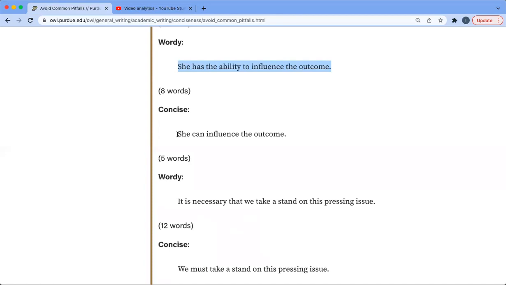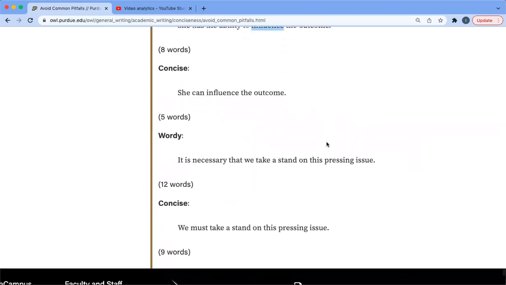She has the ability to influence the outcome. Instead, I can say she can influence the outcome. Then again, the infinitive can be changed into just a verb that is possible to be used.